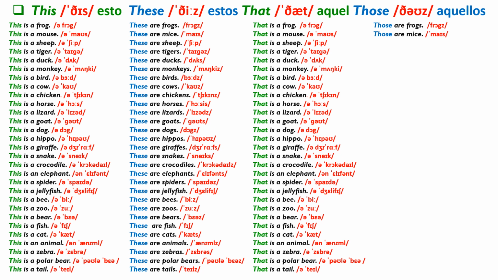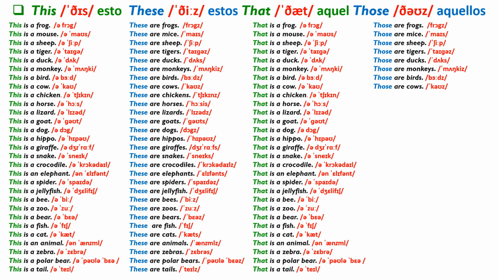Those are frogs. Those are mice. Those are sheep. Those are tigers. Those are ducks. Those are monkeys. Those are birds. Those are cows. Those are chickens.